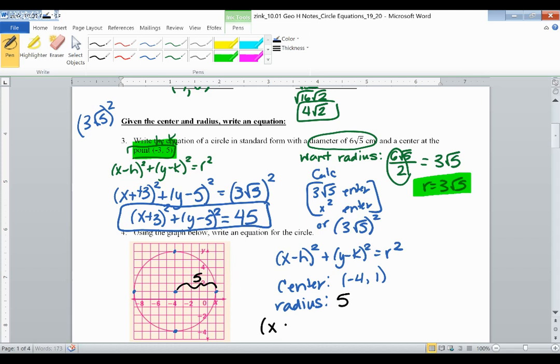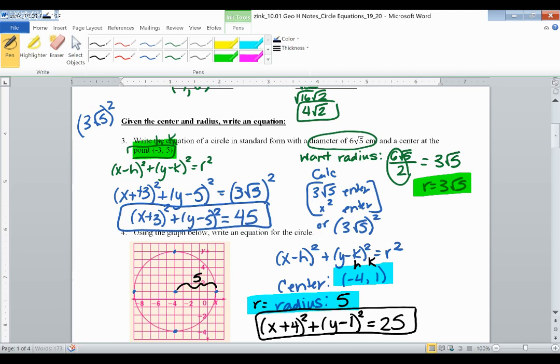And now substitute in. So this is my H, my K, and this is my R. So I'm going to substitute into my formula. X minus -4 just becomes X plus 4 quantity squared, plus Y minus 1. Again, notice we take the opposite sign. H was -4, so it's plus 4 in the parentheses. K is positive 1, so it's minus 1 in the parentheses. And then we're going to square 5 to get 25. And that's your equation for a circle in standard form.